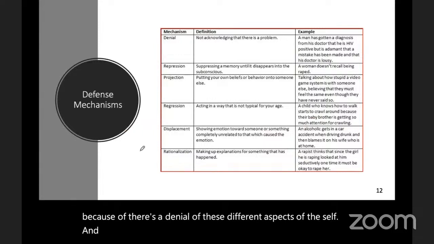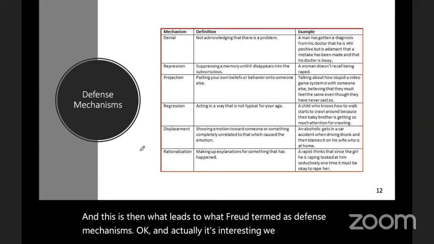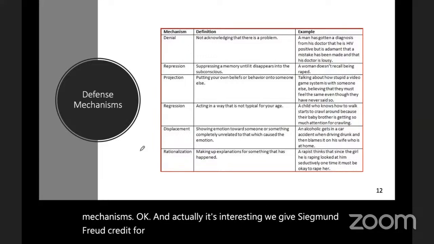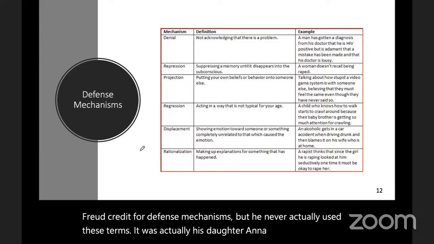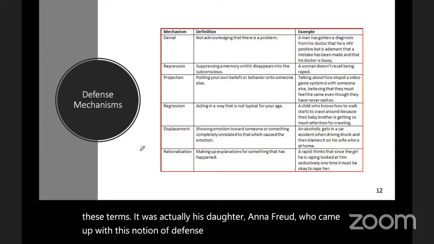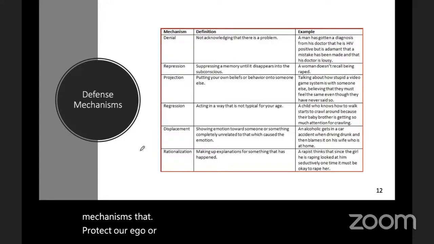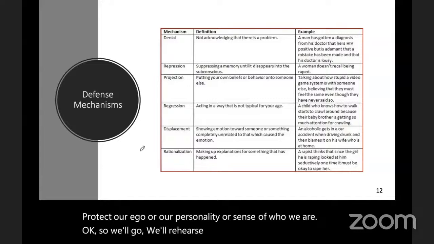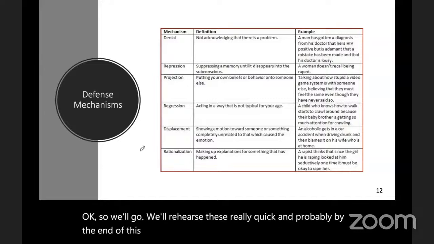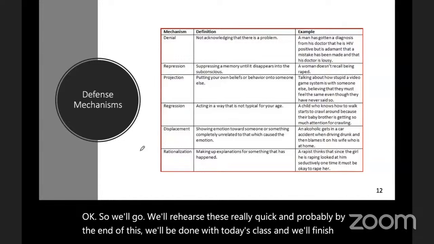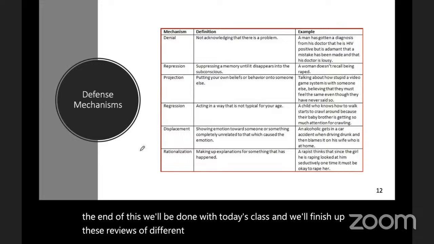And this is then what leads to what Freud termed defense mechanisms. Okay, and actually, it's interesting. We give Sigmund Freud credit for defense mechanisms, but he never actually used these terms. It was actually his daughter Anna Freud who came up with this notion of defense mechanisms, and these are mechanisms that protect our ego or our personality or sense of who we are. Okay. So we'll rehearse these really quick, and probably by the end of this, we'll be done with today's class, and we'll finish up these reviews of different theories on Thursday.